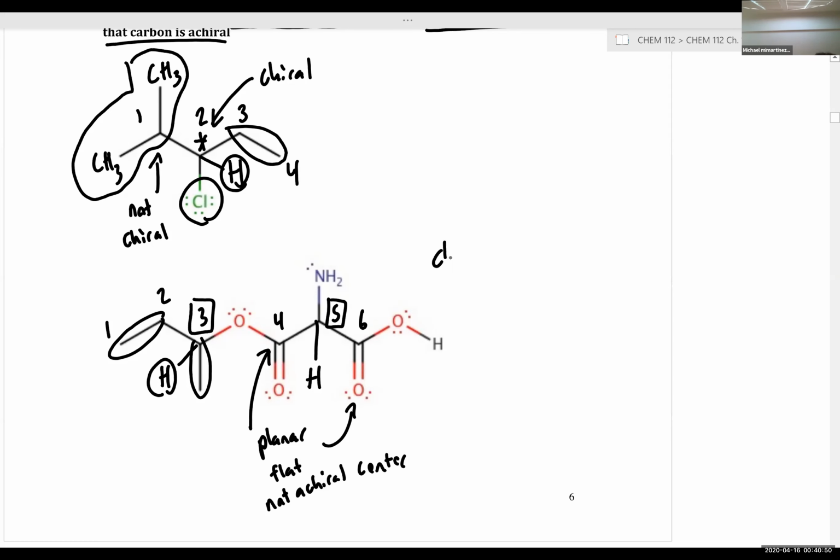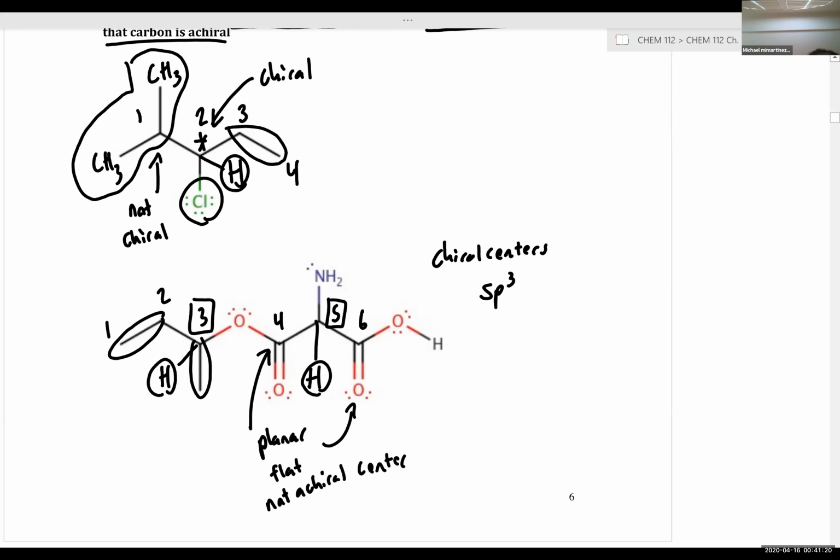So remember, chiral centers are overwhelmingly sp3 hybridized because we need to have 4 different substituents and we need to have the possibility of different 3D shapes for different arrangements of those substituents. Does that make sense to everyone? So planar carbons are not typically chiral centers.